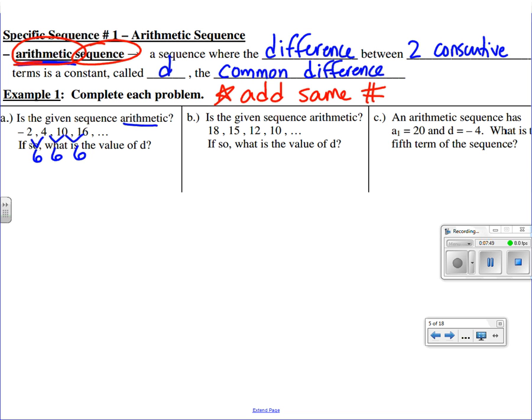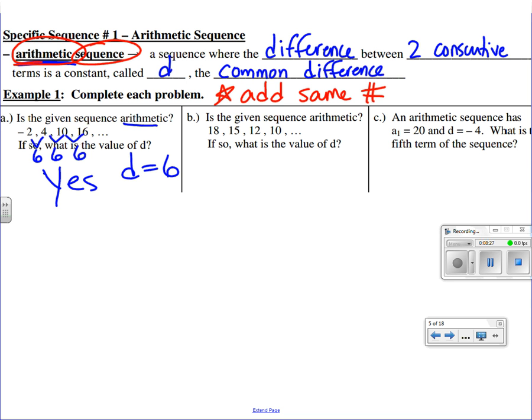6. So here's the question. Is the given sequence arithmetic? Yes, very good. It's a yes or no question. So yes, because I'm adding the same number every time. All right, if so, what is the value of D? What do we think D is? 6. Okay, D is what you're adding. Yep, we're learning. So D is whatever it's adding.